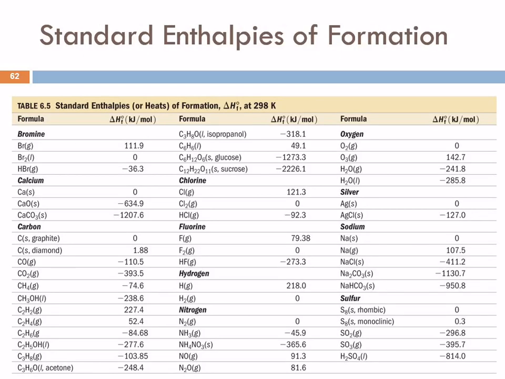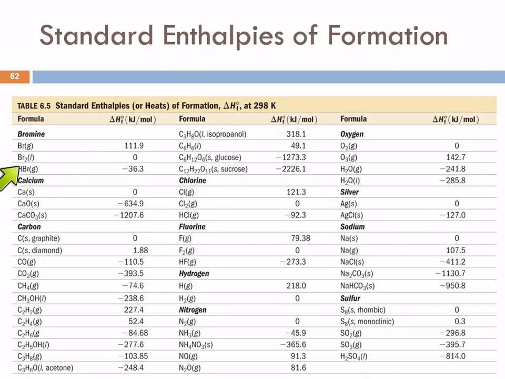So here's an example of an enthalpy of formation table. This is the one that's within the chapter. So here's bromine. That's an element, bromine liquid. That is its standard state. It's a liquid at room temperature. And so its heat of formation is zero. Bromine atoms in the gas state, that's not the most stable form of the element, and so that has a heat of formation that is not zero.